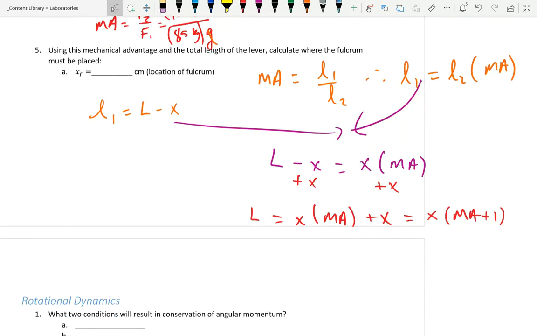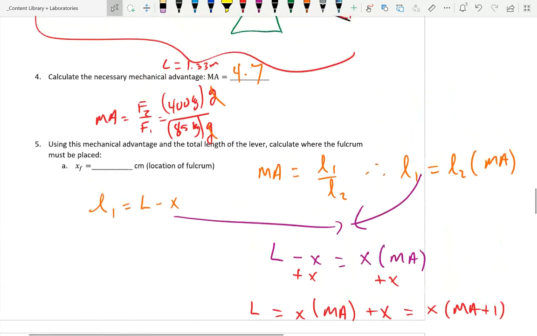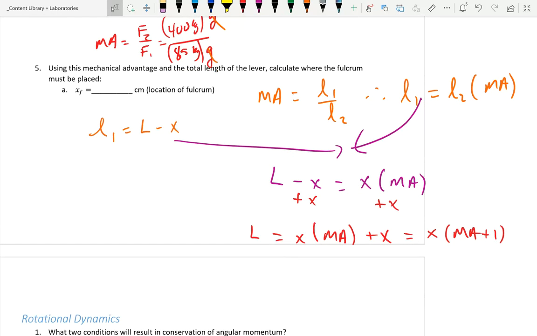Do we need to convert grams? Do I need to convert what? Because when we plug in the numbers, won't that be meters, and so we need to convert it to centimeters? Yeah, we haven't gotten to put in any numbers, but yeah.